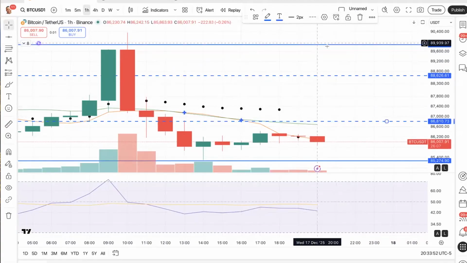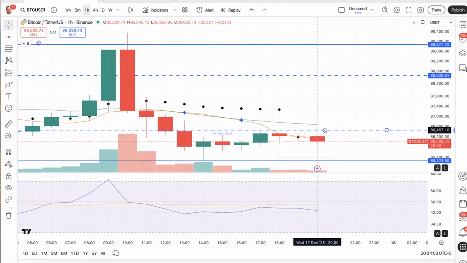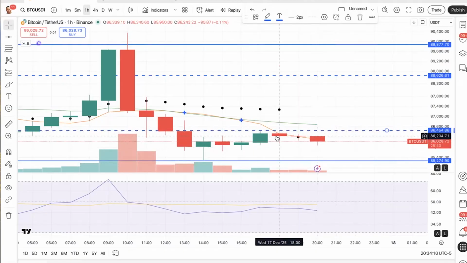I'm gonna say support, and I'm gonna come in here and mark this top, and make that a dash line. We've been in this tight range from 85,200 to like this 80. I wouldn't even really go that high. I would say it's more like really here at this high. But we've kind of been in this range, as you can see.